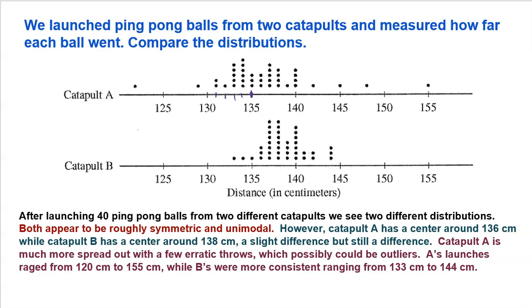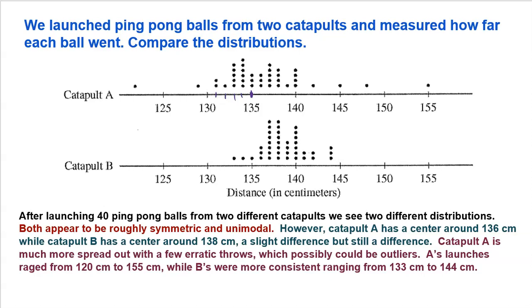All right, so I wanted to talk about the distributions. Of course, I started off with a little bit of introduction. After launching 40 ping pong balls from two different catapults, we see two different distributions. Again, the first sentence is just making sure that you know what it is you're looking at. Now let's talk about the shape. It actually said that's something they have in common. Both appear to be roughly symmetric and unimodal.